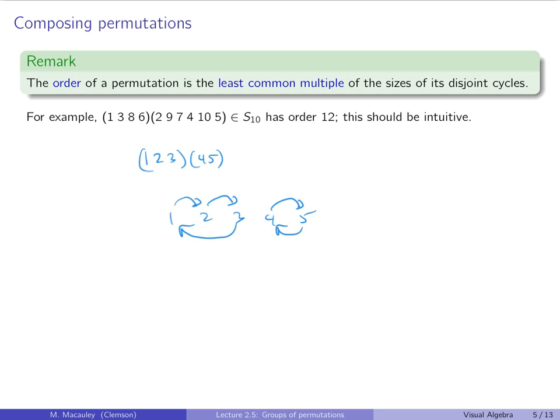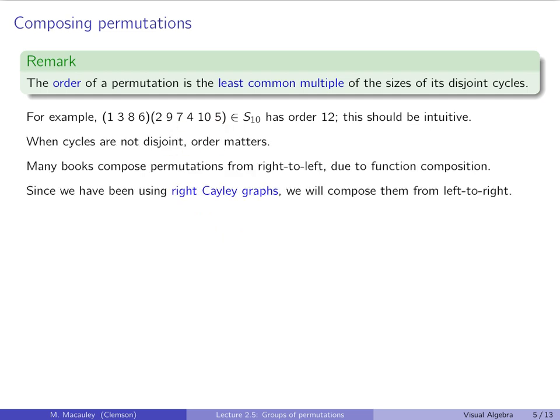For a more complicated example, in S10, this permutation, 1, 3, 8, 6, 2, 9, 7, 4, 10, 5, has order 12, because this is a 4 cycle and this is a 6 cycle, and the least common multiple is 12. That's how many times you have to apply this cycle to itself for this 4 cycle to become the identity, and this 6 cycle or powers of it to become the identity as well. When cycles are not disjoint, the order matters. So 1, 2, 1, 3 is not equal to 1, 3, 1, 2.